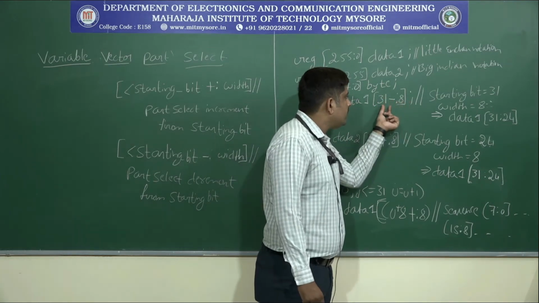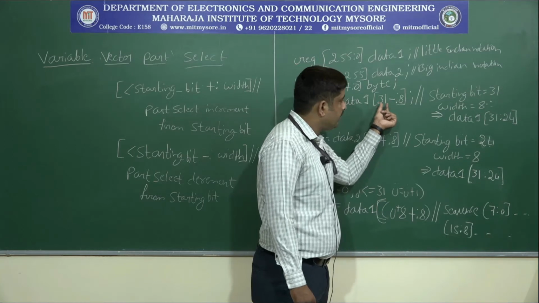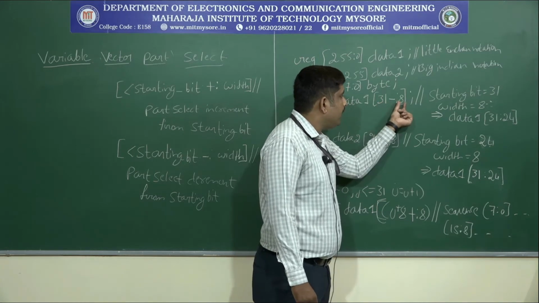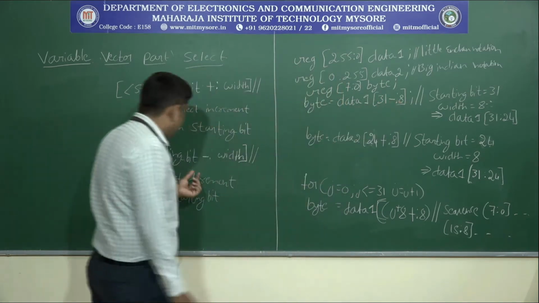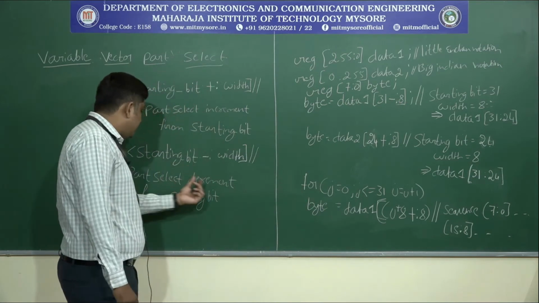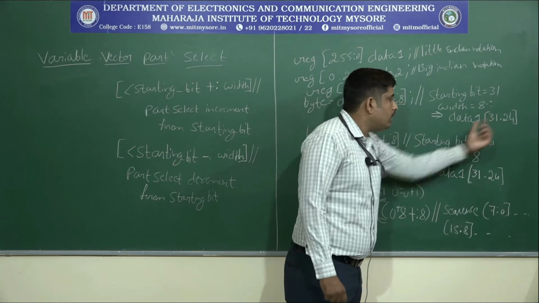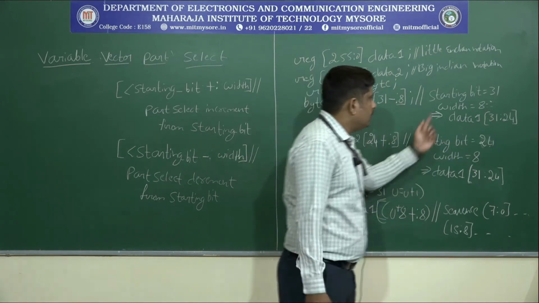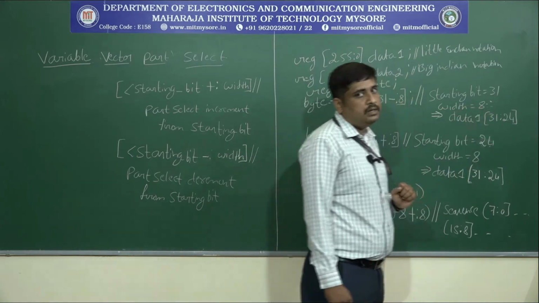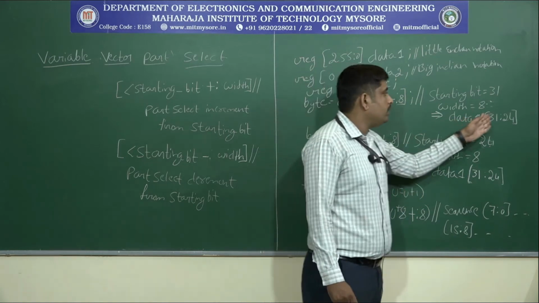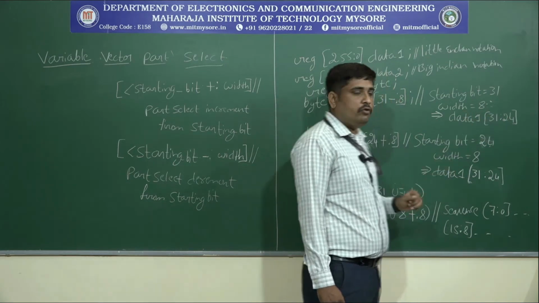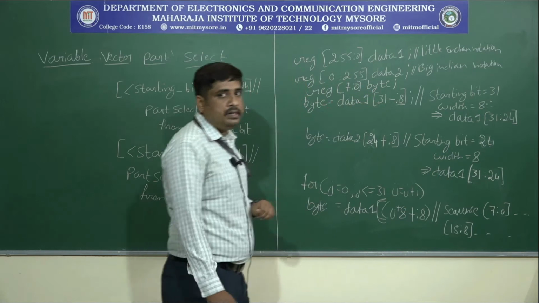So what is the starting address here? The starting bit is 31, then the width is 8. So minus colon indicates a part select decrement from the starting bit. The starting bit is 31, so it is decremented by 8, and it becomes 24. That is data 1 31 colon 24. After that, you have to apply the next equation.